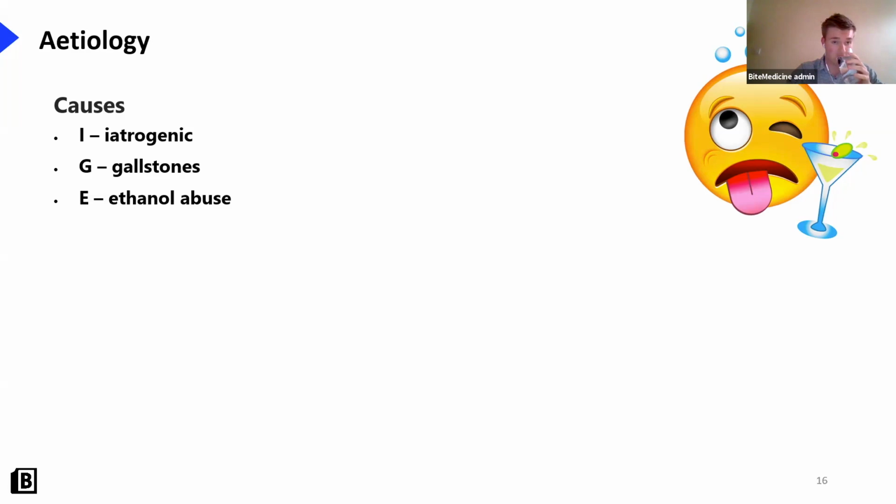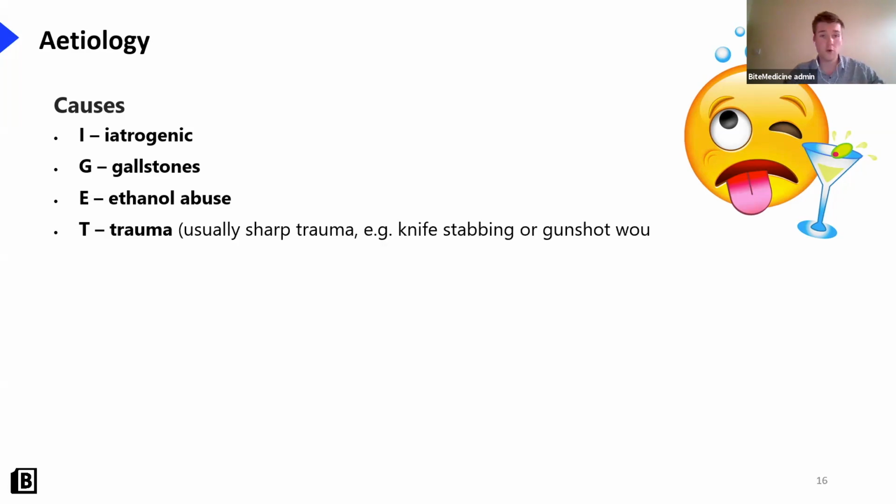The T, trauma. Now this is usually from a sharp trauma, such as knife stabbing or gunshot wound. I apologize for the missing letters there.